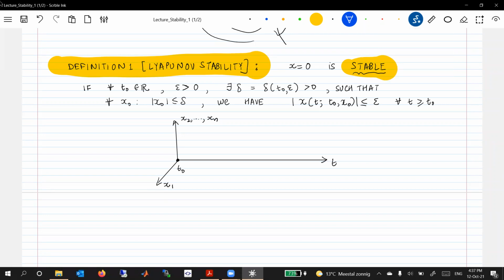So let me draw. Oh, this is going to be difficult. Hopefully this works. Oh, great. So this is an epsilon ball.